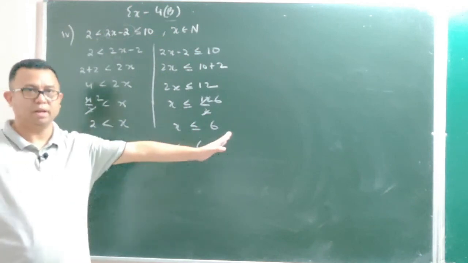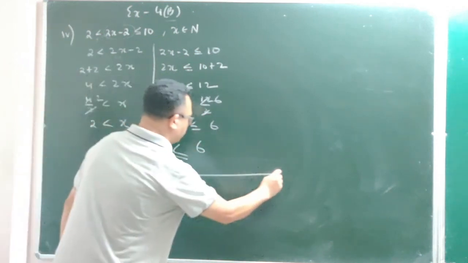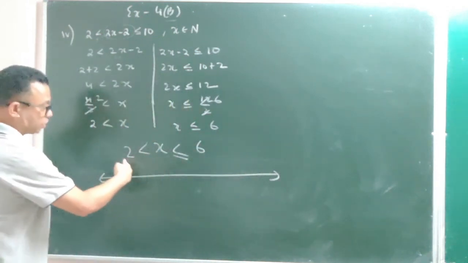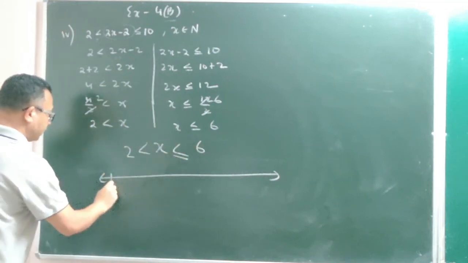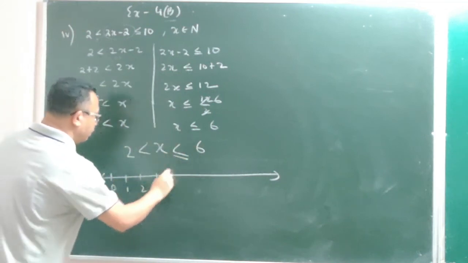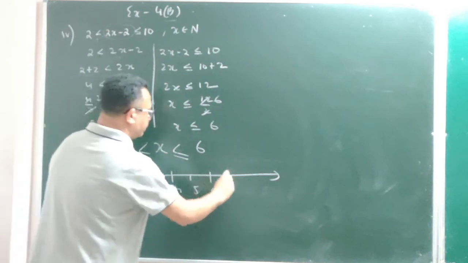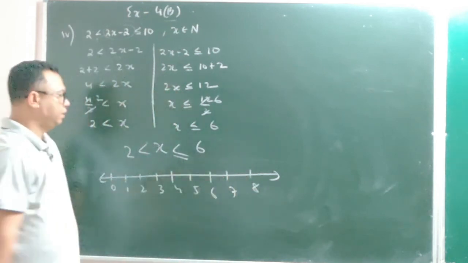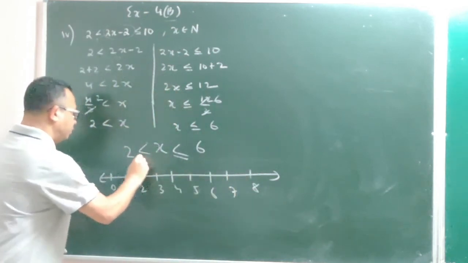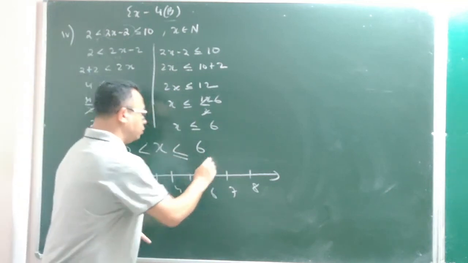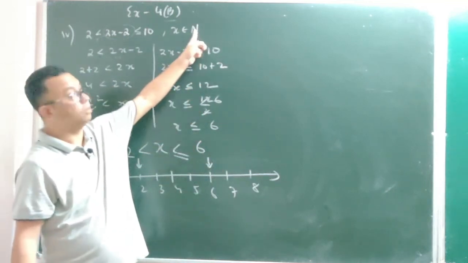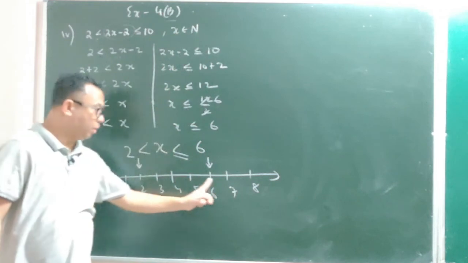Now I have to make the number line for this. The number line must cover 2 to 6. So let me write 0, 1, 2, 3, 4, 5, 6, 7, 8. Okay, here 2 is here, 6 is there. Now I'll cover all the natural numbers between 2 and 6.